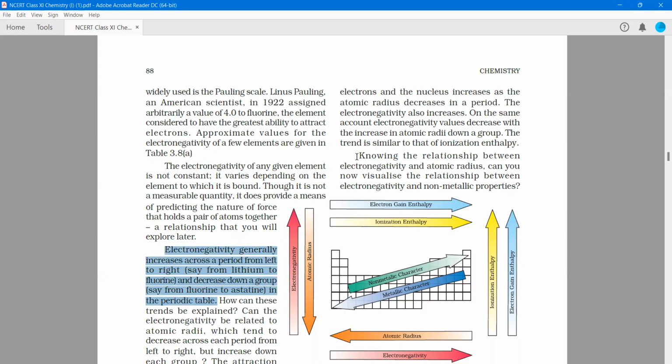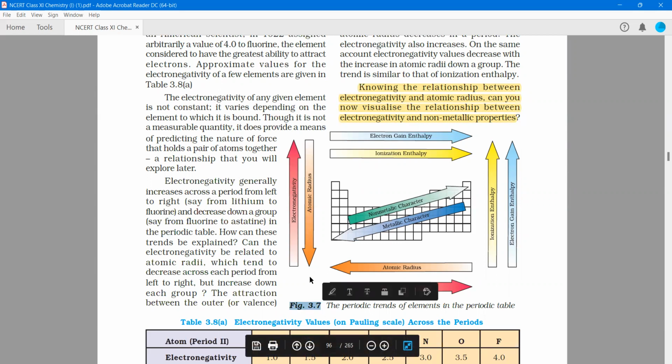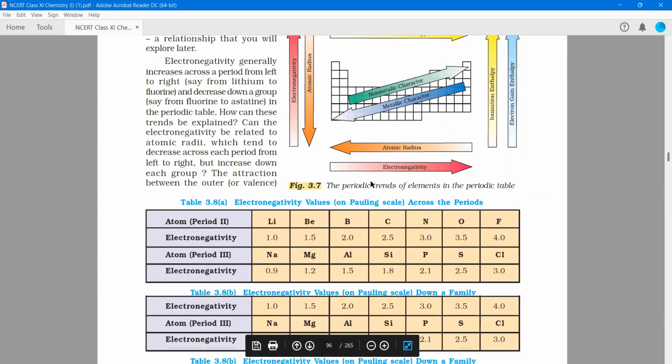Knowing the relationship between electronegativity and atomic radius, you can now visualize the relationship between electronegativity and metallic properties. And electronegativity and non-metallic properties are on the same page, because as you increase the electronegativity of a particular element, you increase its non-metallic characteristics, or you increase its electron gain enthalpy, or you decrease its ionization enthalpy. So this figure 3.7 is very important, and it tells everything whatever we studied till now.